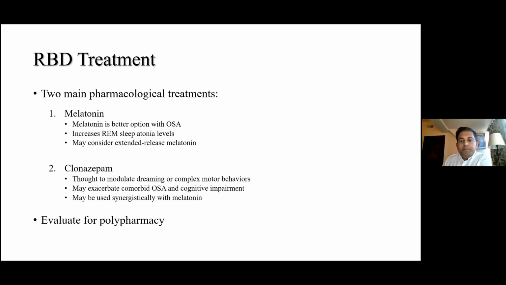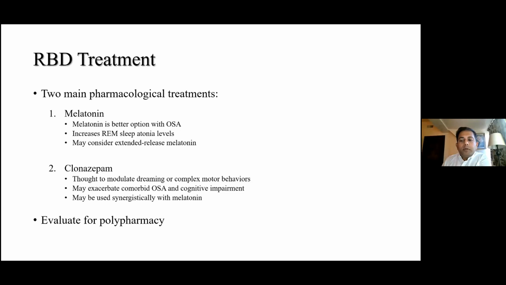So clonazepam, which is a benzodiazepine, is an addictive medication. We prefer not to use it first line if possible, but it doesn't work by increasing the skeletal muscle paralysis, but it's actually thought to help to reduce the violent dreams and even the complex motor behaviors. But the issue with it is that it can exacerbate comorbid sleep apnea, especially if it's not being treated, but it can even affect cognition or memory as well. But we often do use it synergistically at low dosages with melatonin if melatonin alone doesn't work.